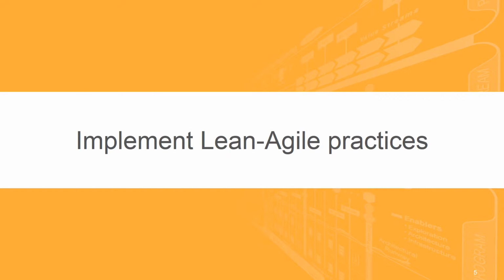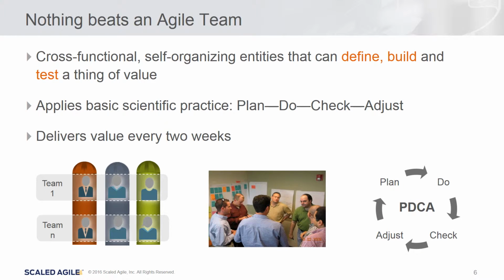Now, let's talk about implementing lean agile practices. It all starts with the agile team, and nothing beats an agile team. You see the teams here on the left, and you notice immediately that they are cross-functional. They work together, they're co-located whenever possible, and they execute the basic scientific method of plan, do, check, and adjust. They're cross-functional, largely self-organizing, and largely self-managing. To whatever extent we can achieve it, they are self-contained. They can define, build, and test a thing of value.